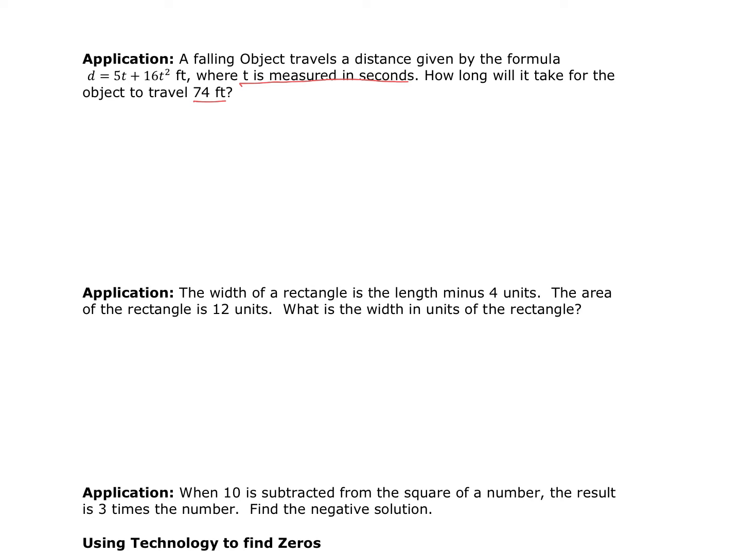So we want to know, when is the distance 74? So for the d, we're going to put 74. And you'll notice that we have a quadratic. I'm going to write our quadratic in descending order, 16t squared plus 5t, and then I'll subtract 74 from each side, and it will leave me with 0.